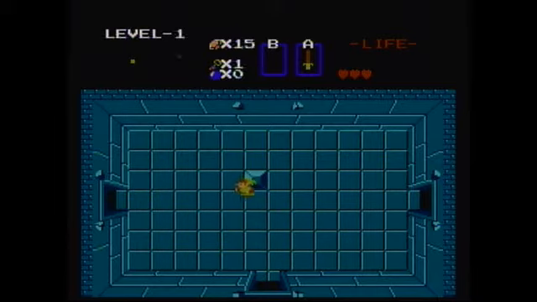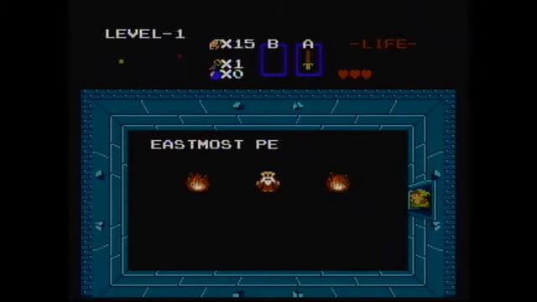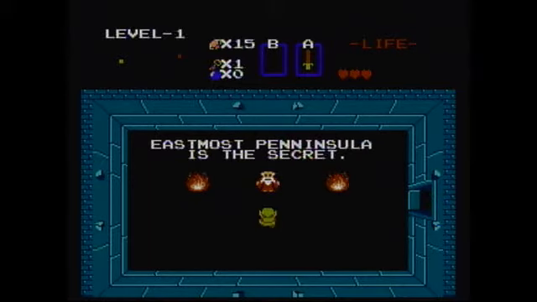I remember that puzzle. What is he gonna say? Eastmost Peninsula is the secret. Thank you for the excellent information. If you shoot these guys, they will keep firing at you. Oh no! Hurt. Don't die! That's awesome.